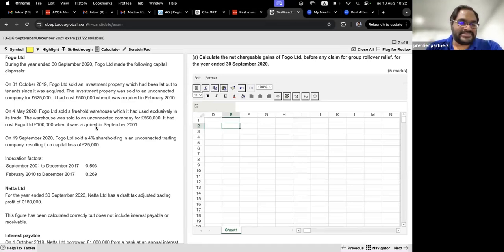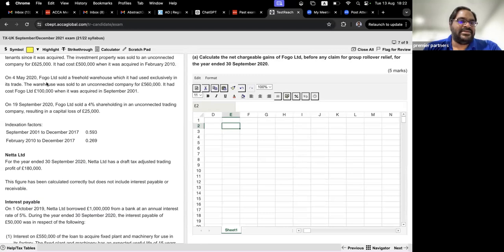So the buyer is also outside the group. Correct? Right. Then it had cost £500,000 when it was acquired in February 2010. So in February, they acquired it, and it cost them £500,000. On 4th May, Fogo Limited sold a freehold warehouse which it had used exclusively in its trade. The warehouse was sold to an unconnected company for £560,000. It had cost Fogo Limited £100,000 when it was acquired in September 2001.